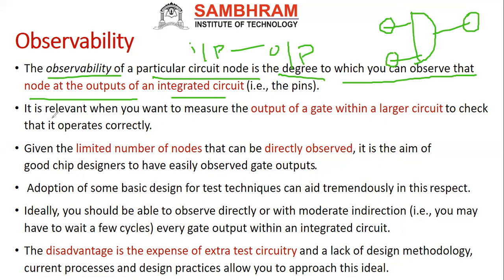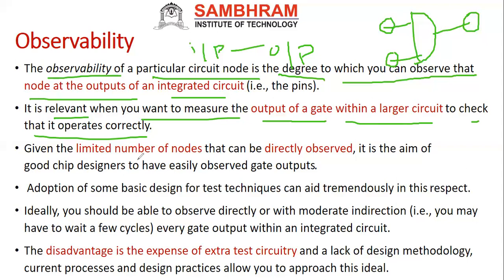Don't worry about the internals. It is relevant when you want to measure the output of a gate within a larger circuit to check that it operates correctly. It is relevant when you have a large circuit with a large number of gates. We check the output of a gate within the larger circuit to see that it operates correctly. That is all we have to observe.